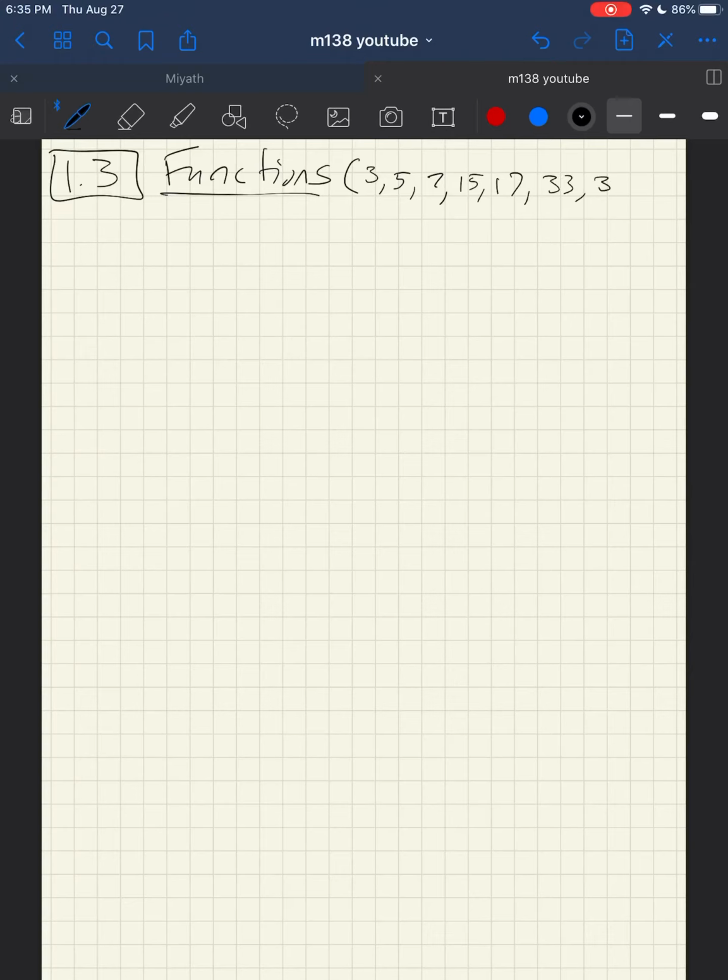So I want to talk to you now about functions. This is section 1.3, and this makes sense because for most of us, the first time that we heard about relations was with respect to functions. So this is going to have a few more suggested exercises than normal. So 3, 5, 7, 15, 17, 33, and 35.